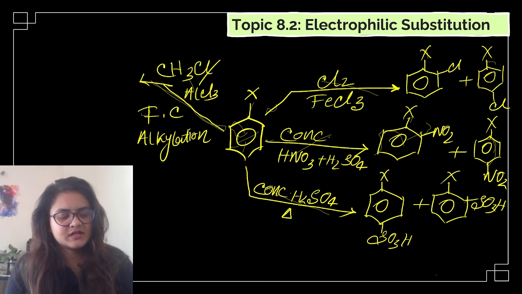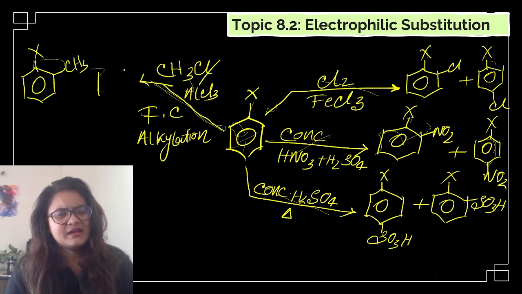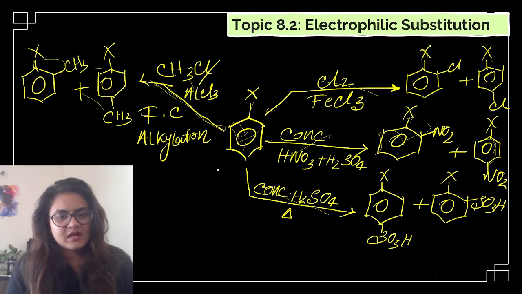Okay, so once it is Friedel-Crafts alkylation, again the ortho and para positions will be alkylated. Here I will get the CH3, right? And if I proceed again, I will get CH3 here as well, right? Okay, let's proceed. Now we will proceed with the Friedel-Crafts acylation.